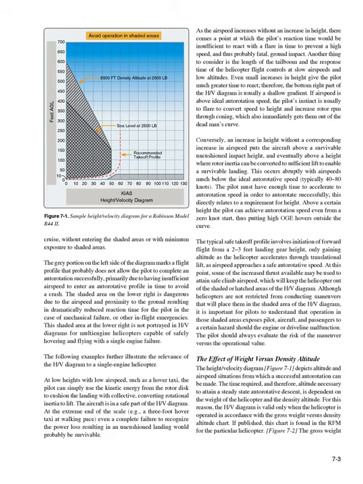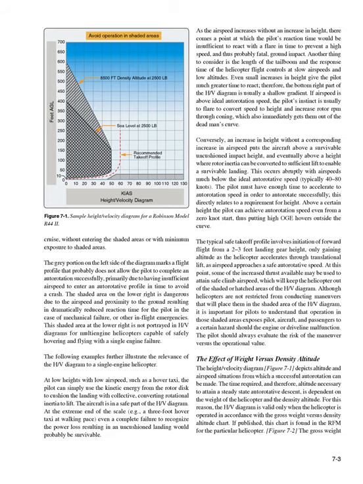The effect of weight versus density altitude. The height/velocity diagram, figure 7.1, depicts altitude and airspeed situations from which a successful autorotation can be made. The time required, and therefore altitude necessary, to attain a steady-state autorotative descent is dependent on the weight of the helicopter and the density altitude. For this reason, the HV diagram is valid only when the helicopter is operated in accordance with the gross weight versus density altitude chart. If published, this chart is found in the RFM for the particular helicopter.